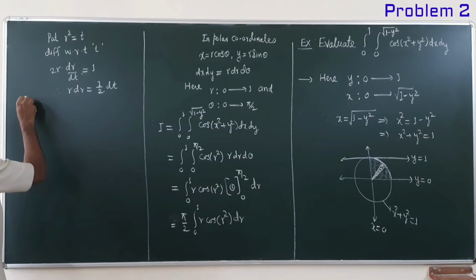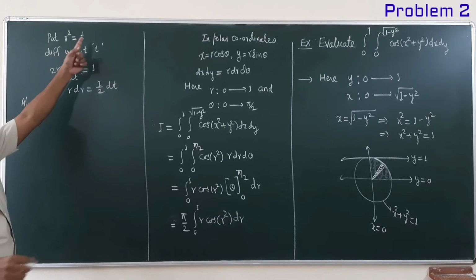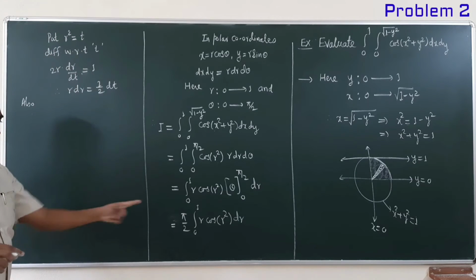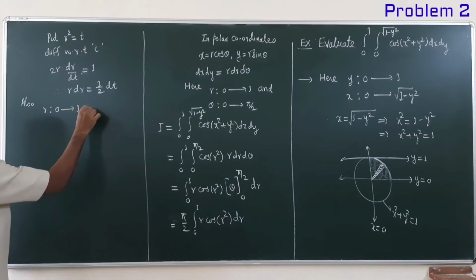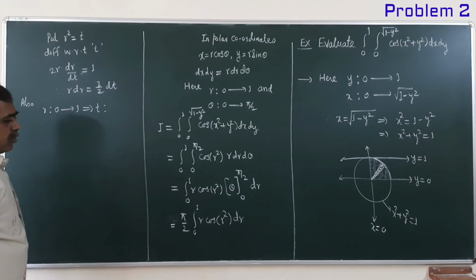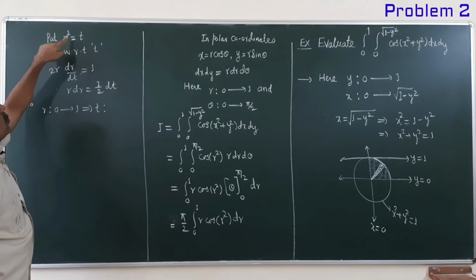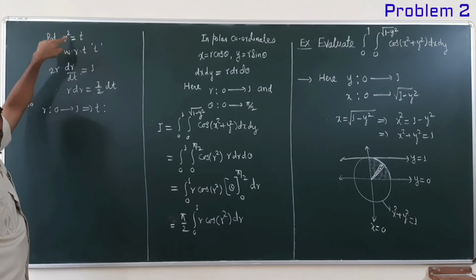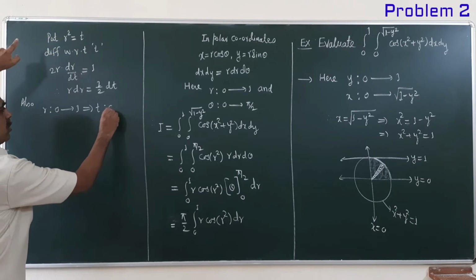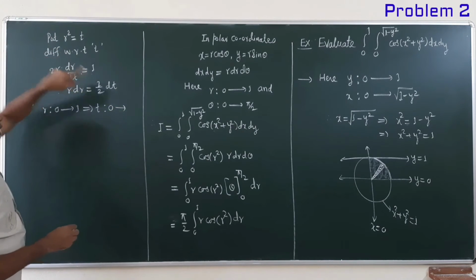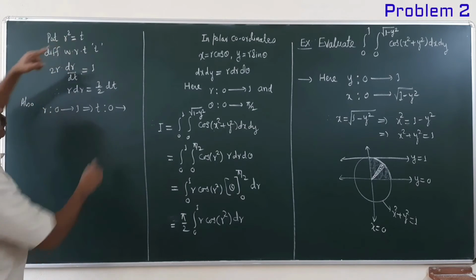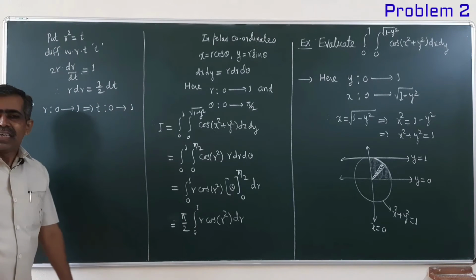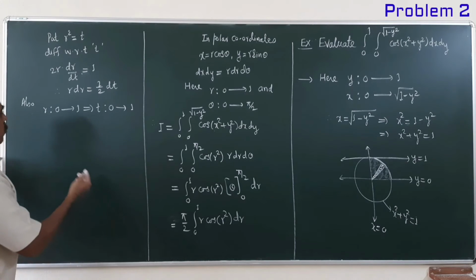Also, what are the limits now? If we change the variable, we have to see the change in the limits. r runs from 0 to 1 implies t runs from, when r is 0, t is also 0, since 0 square is 0, to, when r is 1, r square is also 1. So the limits are retained as 0 and 1.